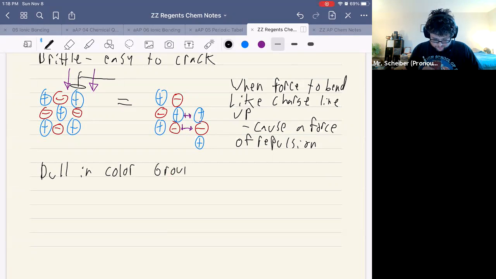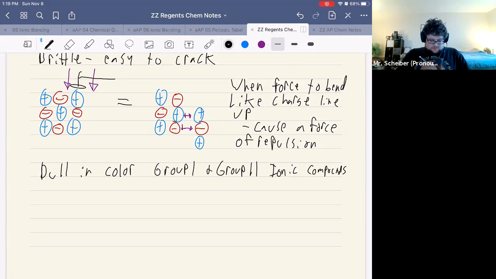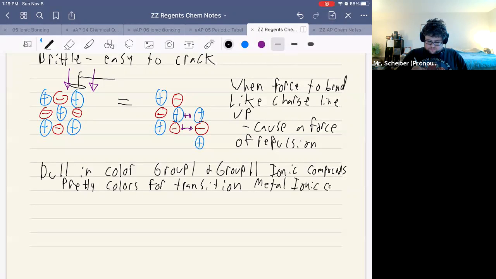And just a few more notable properties: they are very dull looking, for the group 1 and group 2 ionic compounds. However, that being said, we have some pretty colors for transition metal ionic compounds. All of our old Impressionist painters from the Renaissance and up, right? Their paints, all those paints used to be made with transition metal compounds. Unfortunately, many of them are very toxic, and that may have led to a lot of mental deterioration, which is one of the many reasons we had interesting characters back in the day.